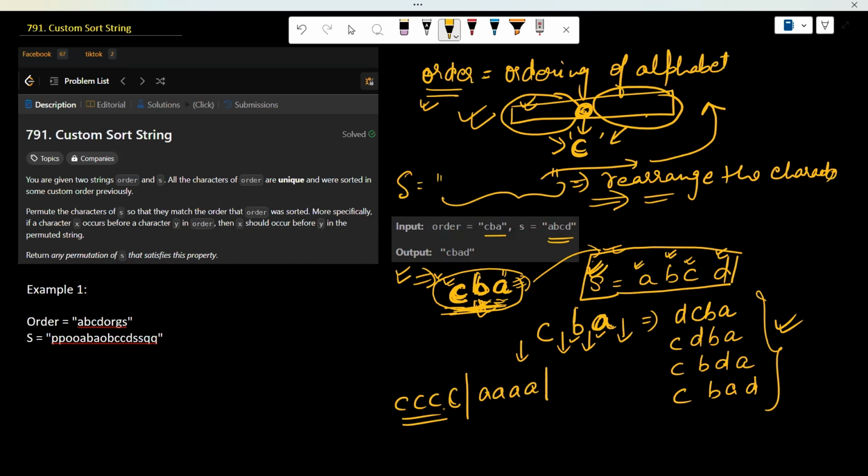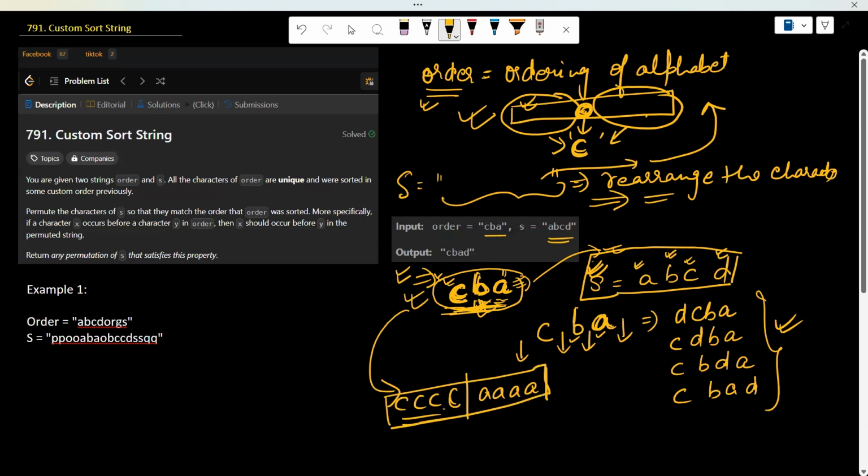Now, if we see this, we have followed the ordering. All the characters which are present in the order and in the main string, we have followed the order. And for the remaining characters in the main string, we can put them anywhere. So why not at the end? All the remaining characters we will put at the end.